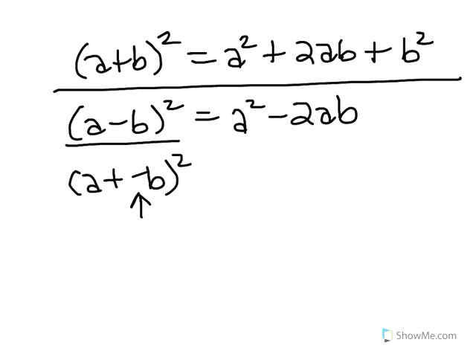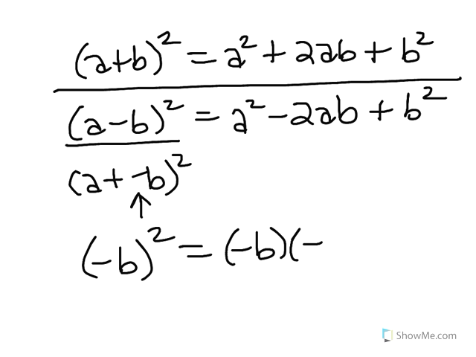Interestingly, at the very end, we're still going to have a plus b squared. The reason for that is if you take the opposite of b and square it, you're going to take a negative times a negative, which is a positive.